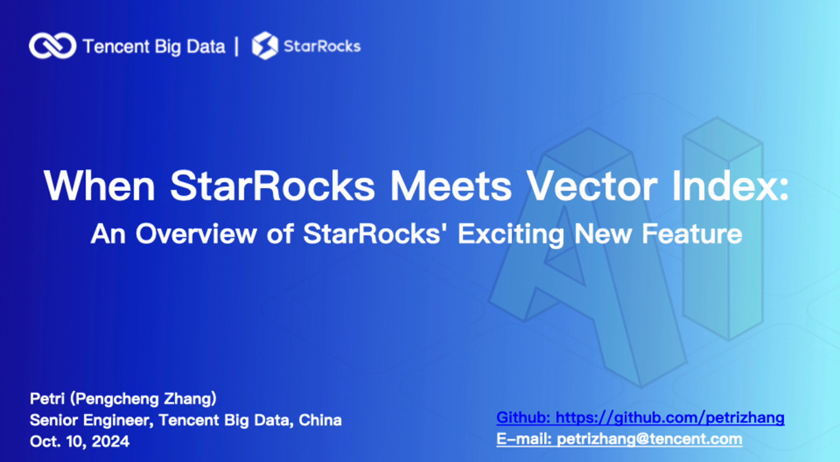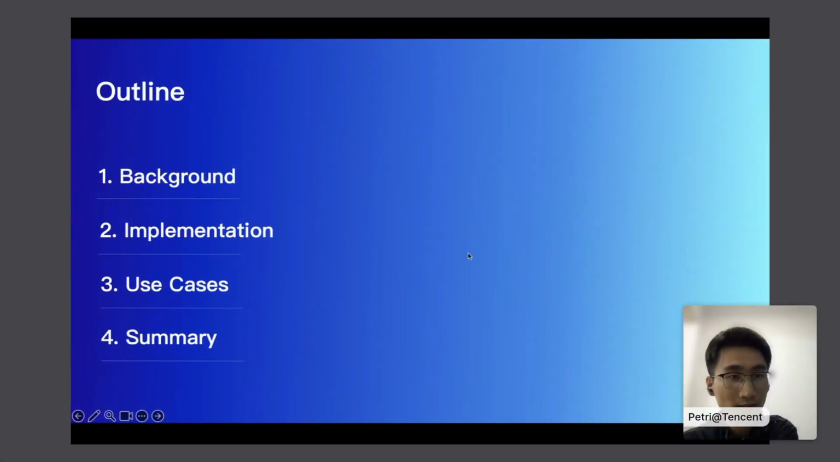Today's talk has 4 sections. In the first section, I will introduce the background. We are going to take a closer look at our scenarios, the challenges that we faced, and the motivation that drove us to make StarRocks a VectorDB. In the second section, I will show our implementations and how we address the previous challenges we faced. In section 3 and section 4, I will showcase the actual use cases of how we use StarRocks as a VectorDB and give a summary of this talk.